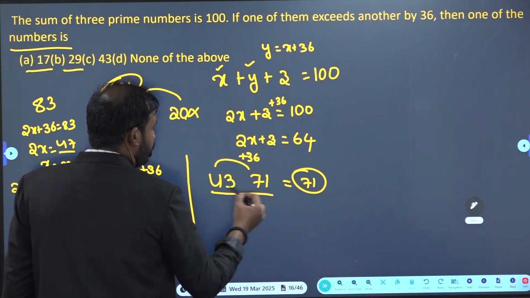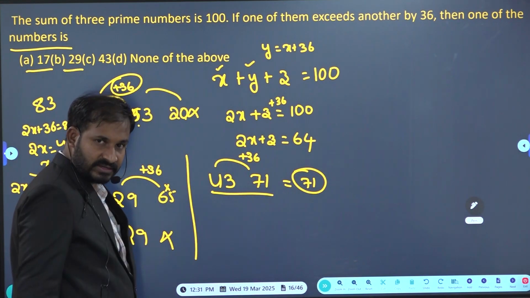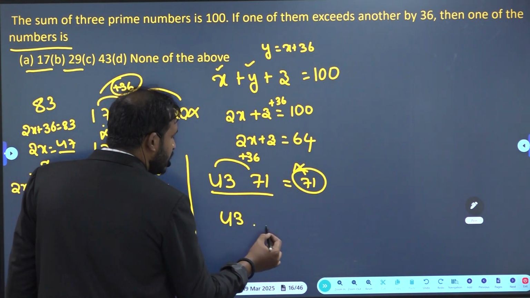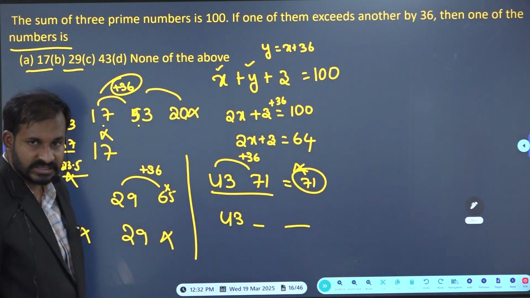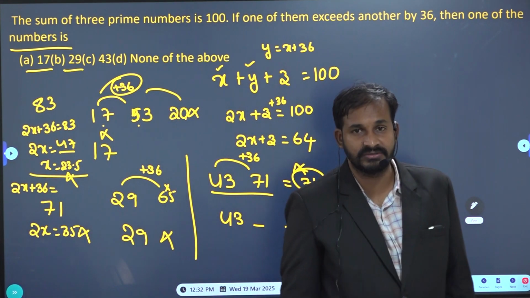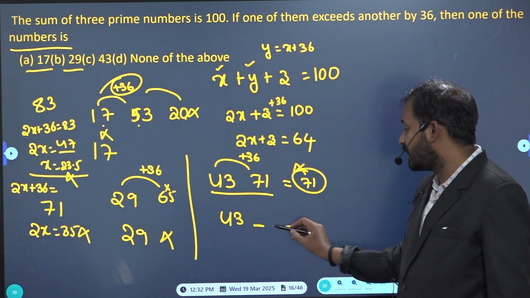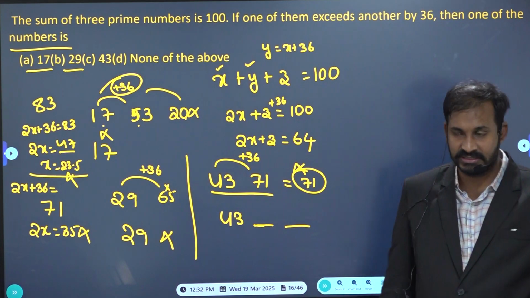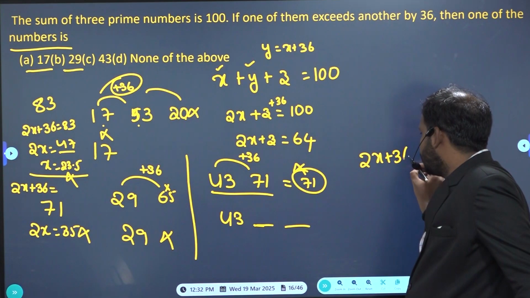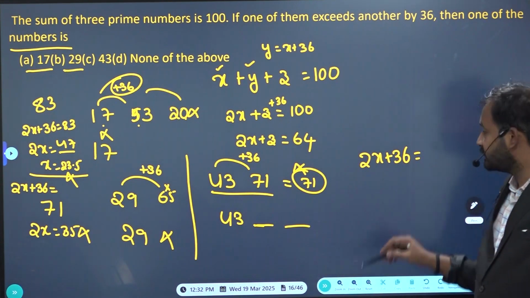There is a 43 plus 71 itself, it will exceed 71. So there is no chance for this one. Now for example 43, I will take the other two numbers' difference, which is 36. Now what happens to that one? 43 and the difference of the other two numbers is 36, which means the sum 2x plus the 36 will become what for me here? 63.